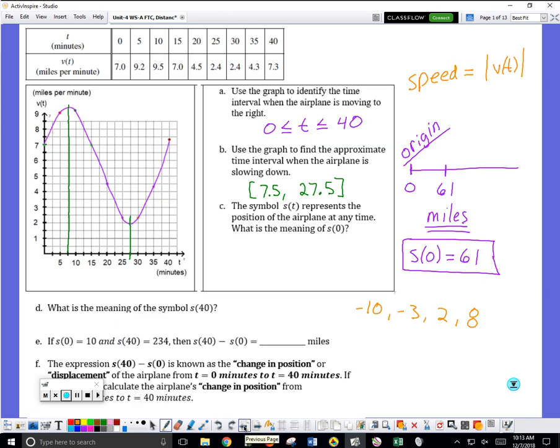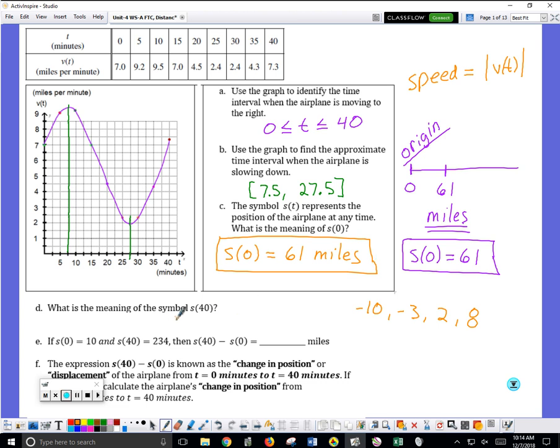So I already mentioned this. The symbol represents the position. So S of 0 is the position of the plane at time equals 0. And we're just going to use a made-up example of 61 miles. Nothing in the problem tells you that. I'm just making that up. What is the meaning of S of 40? So that's the position at time equal 40.